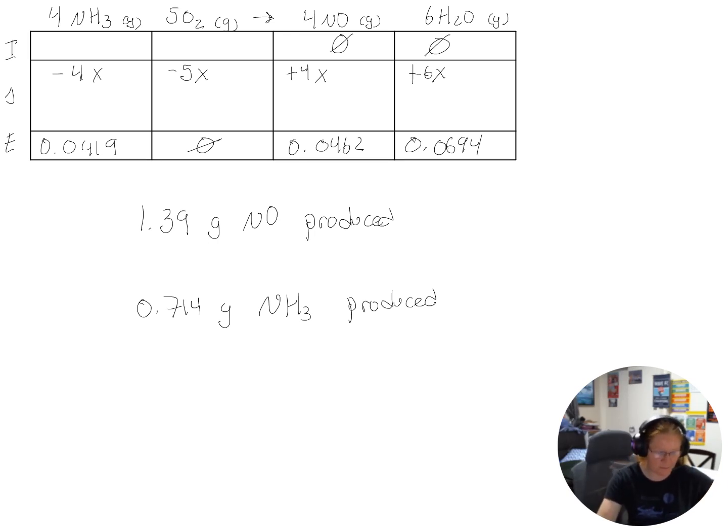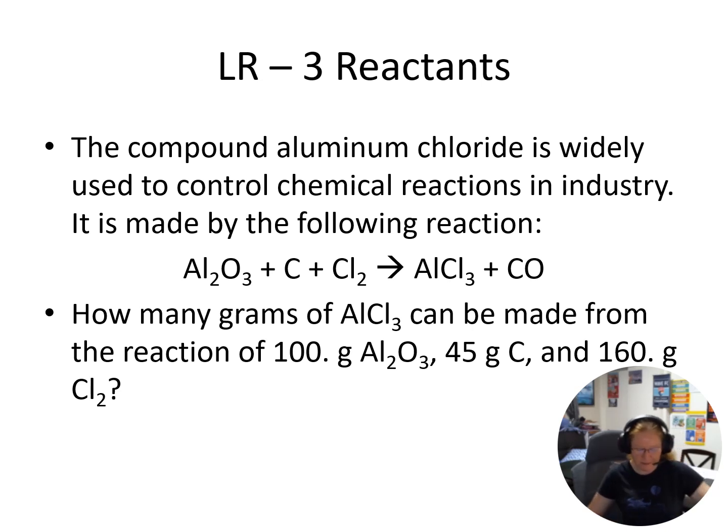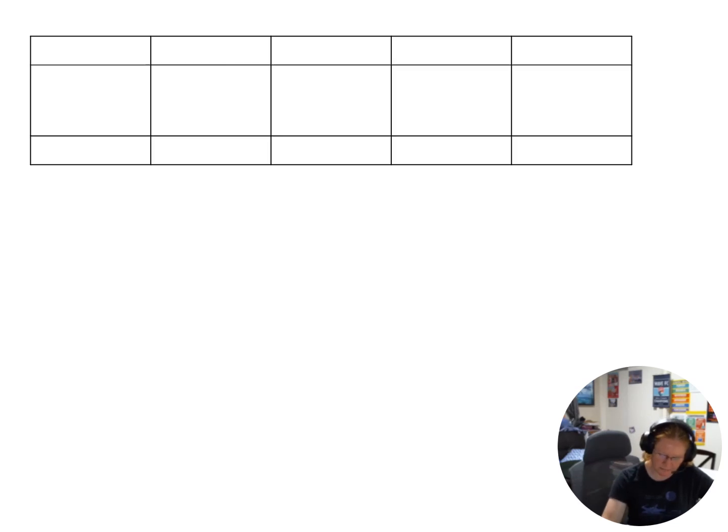Okay, and I have one more for you. This one, same deal, it's just 3 reactants instead of 2. This one's not asking you how much of anything's left, but we do need to know how many grams of the aluminum chloride can be formed. So same deal. Hopefully you're not watching this until you tried the problem on your own. I'm not going to solve the whole thing for you. I'm just going to give you some of the information.